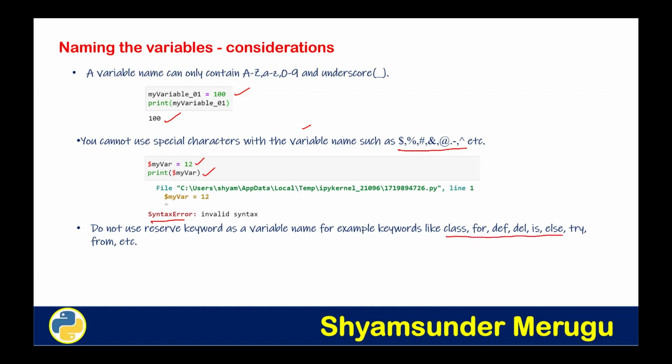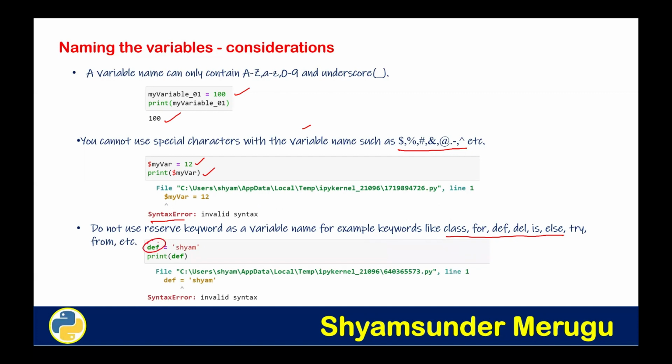So these cannot be used for naming the variable, like class, for, def, delete, is, else, try, from, etc. So if we try to use that, what will happen? This def is the keyword for defining a function. So directly we have taken that one as variable name and we assign a value to that. So when we try to print that, it throws the syntax error.